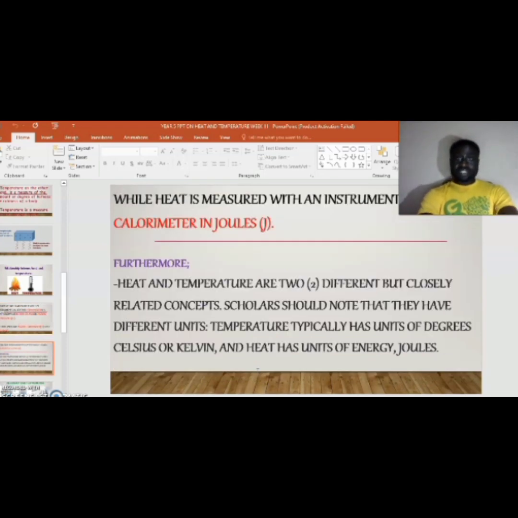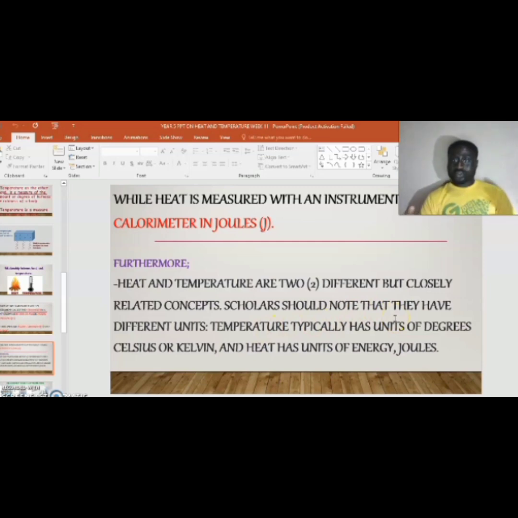While heat is measured with an instrument called a calorimeter in joules, and joules is actually the unit for measuring energy. And the reason why we're measuring heat in joules is because heat is a form of energy. So a major relationship between them is that heat will always lead to the rise in temperature or fall in temperature, but they are measured in different units using different instruments, as you can see. So while heat is measured with a calorimeter in joules, temperature is measured with an instrument called a thermometer in degrees Celsius or centigrade. So furthermore, heat and temperature are two different but closely related concepts.